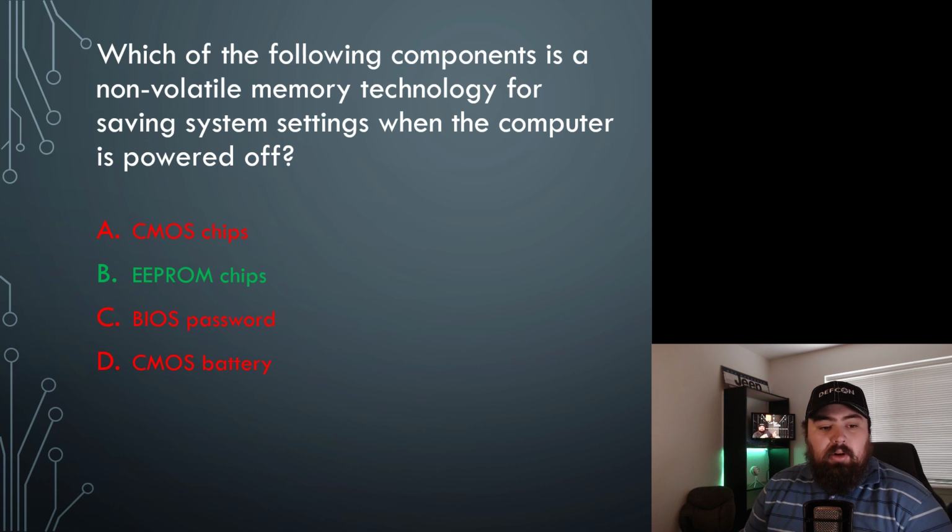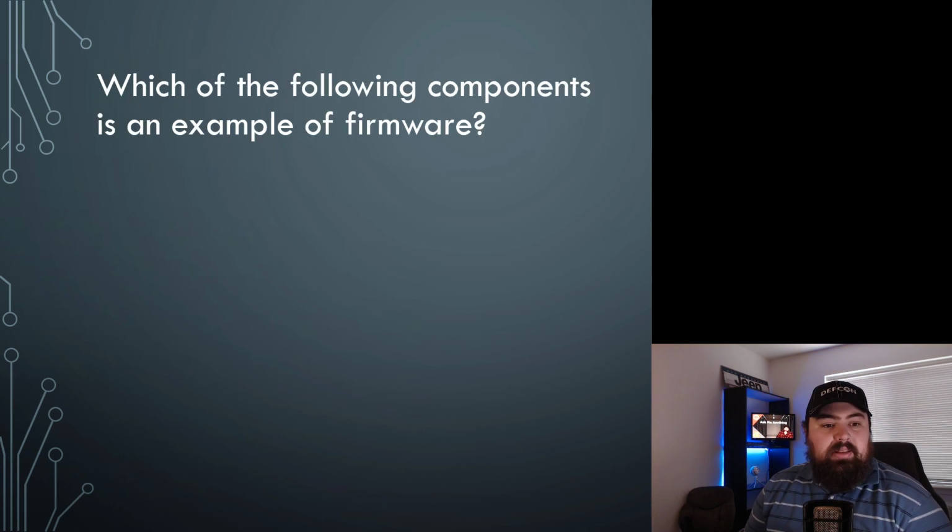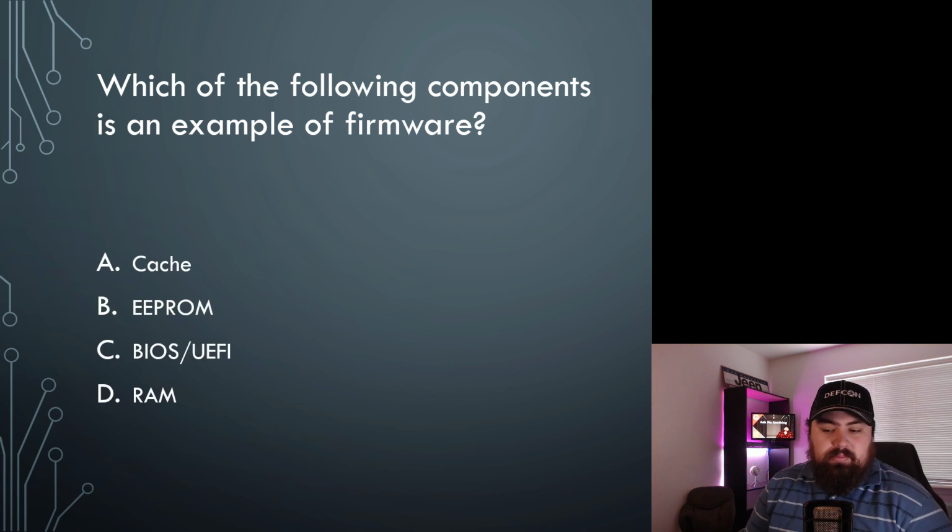So awesome. Well, hopefully you guys got that one right. Let's go on to the next one. Which of the following components is an example of firmware? We got A, cache, B, EEPROM, C, CMOS, C, BIOS or UEFI BIOS, or D, RAM. So which of these is an example of firmware?